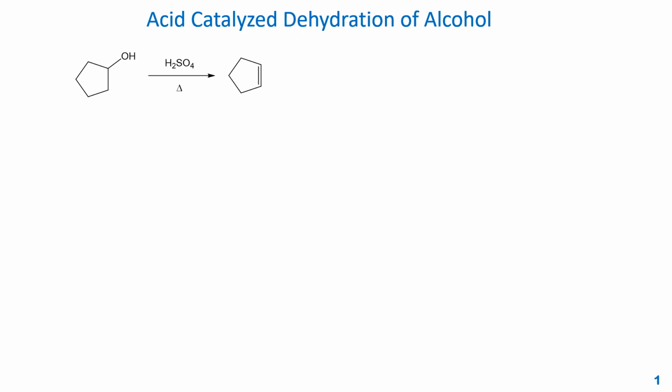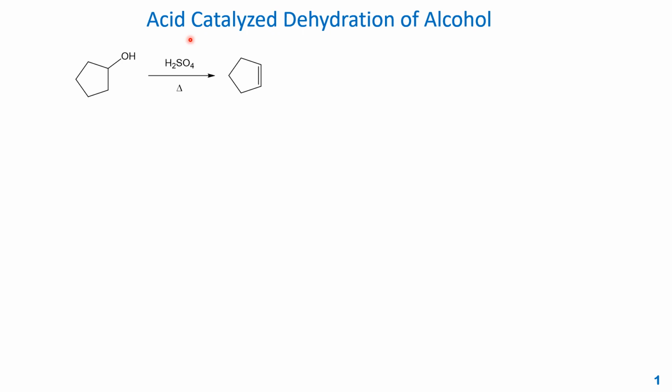Just as usual, I always want to remind you that arrow position always shows the movement of electrons in organic reactions. Today we will talk about the dehydration of alcohols, and we will talk about different ways to dehydrate the alcohol. The first, and also the most common way, is catalyzed by acid. I use the example of cyclopentanol, and the reaction gives you cyclopentene. The catalyst is sulfuric acid, and the reaction needs heat.